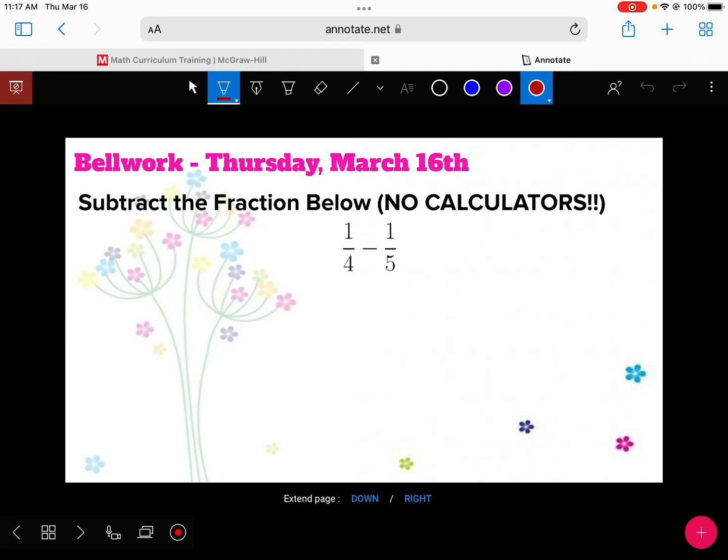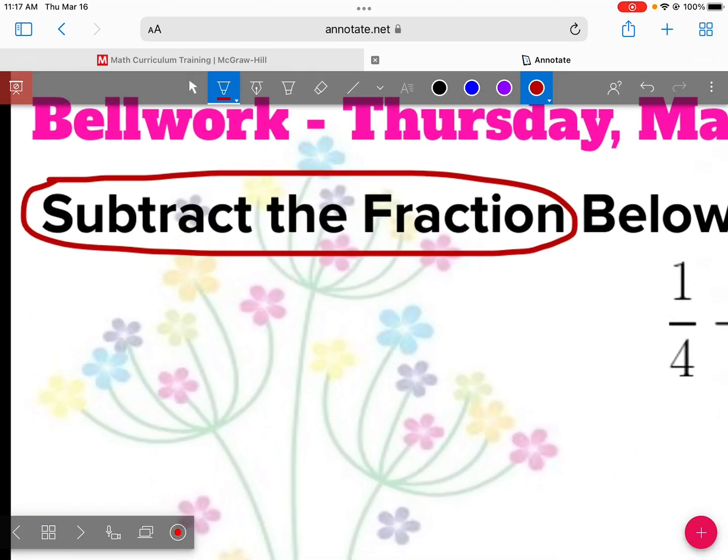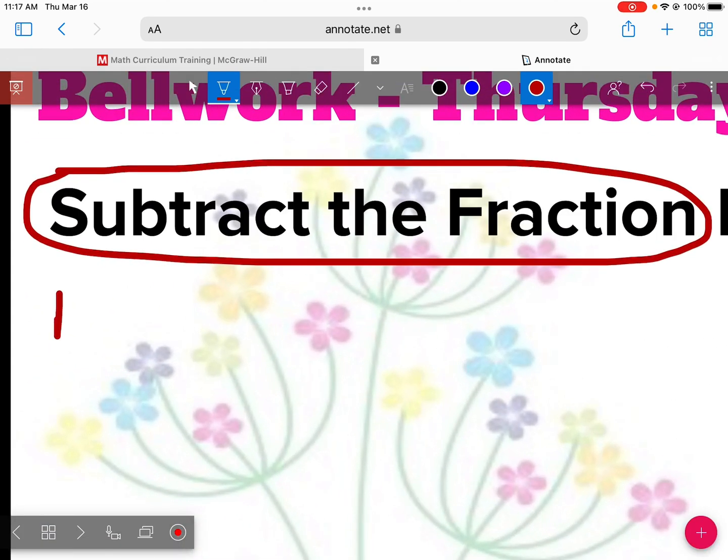What do I need in order to be able to subtract fractions? Yes, we need a common denominator, same denominator.